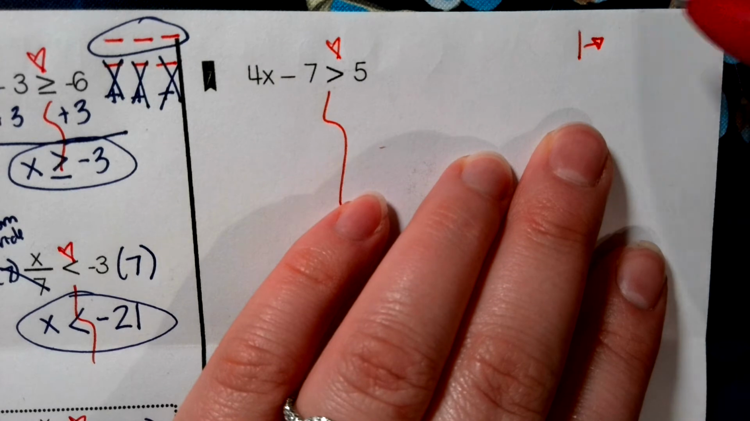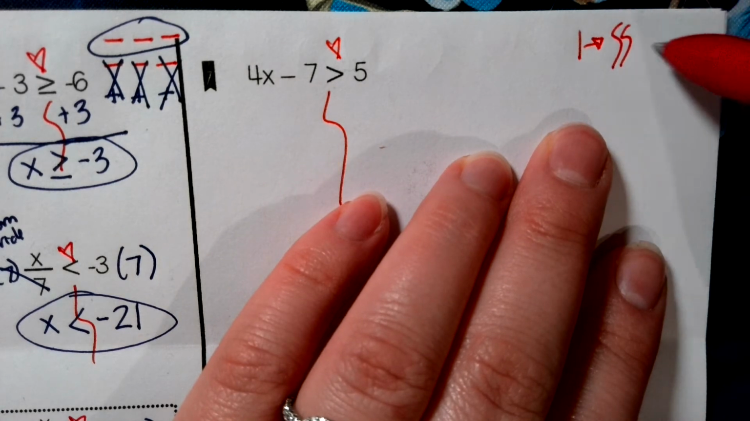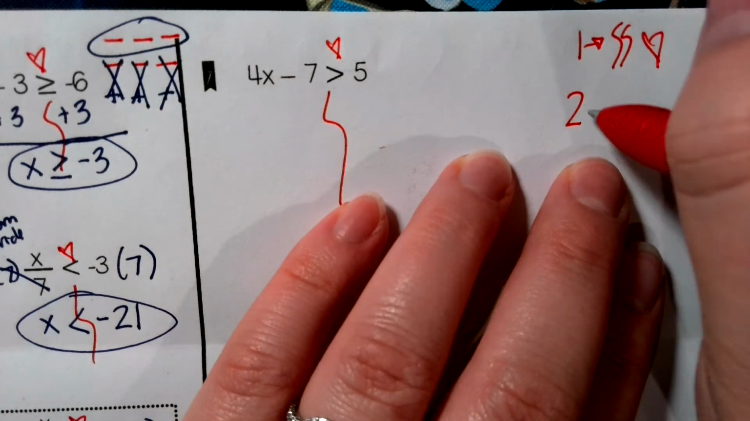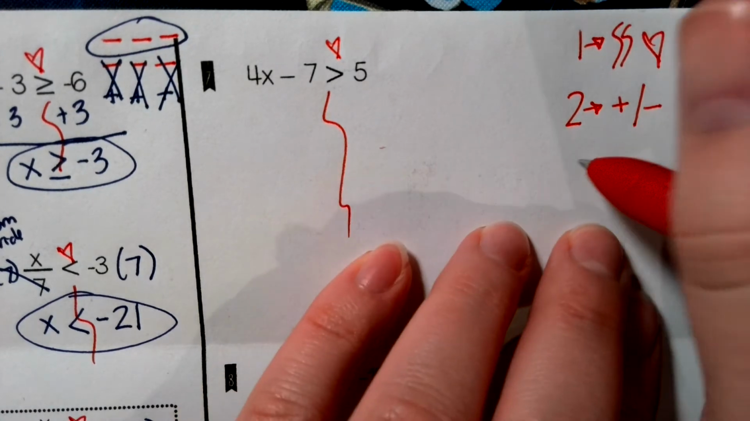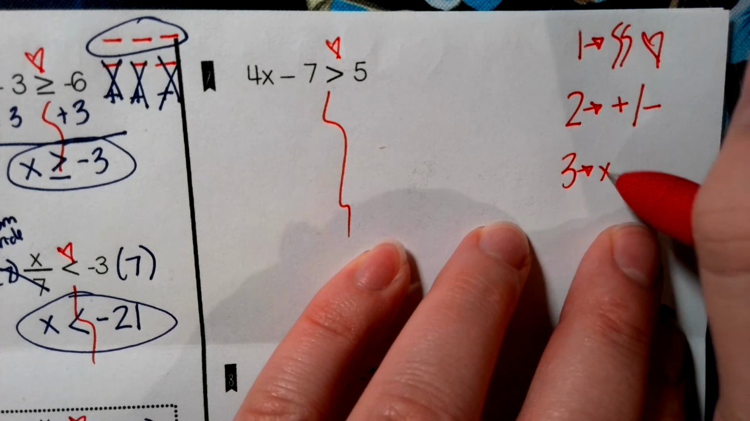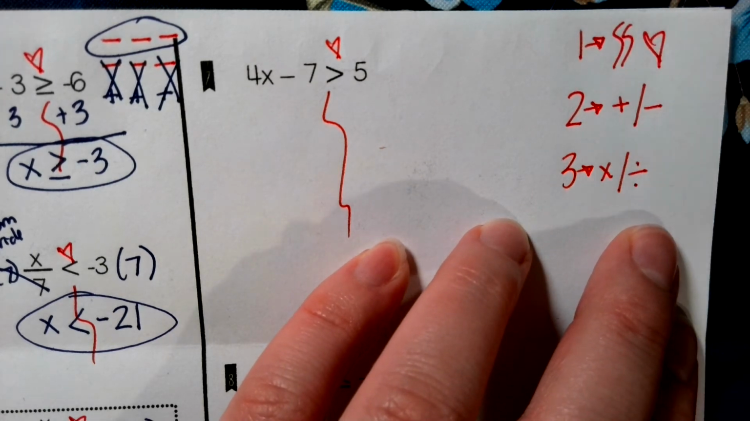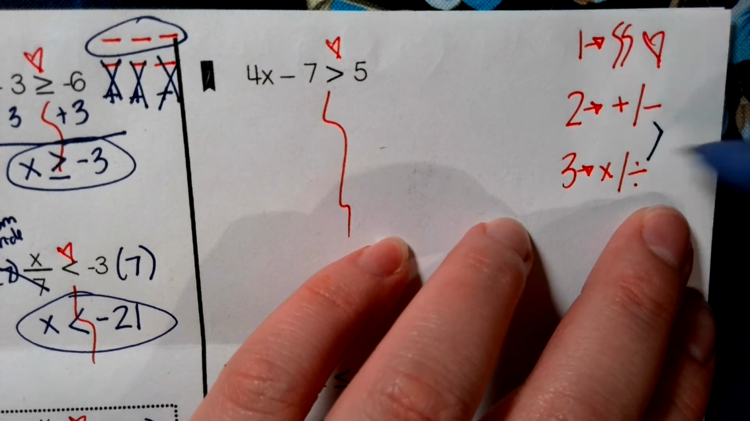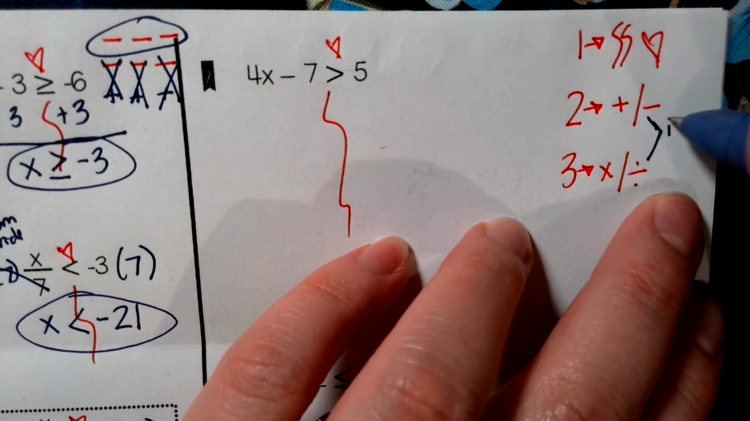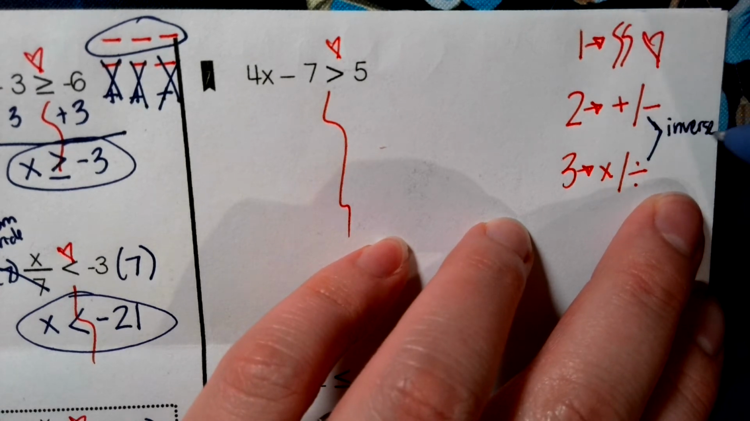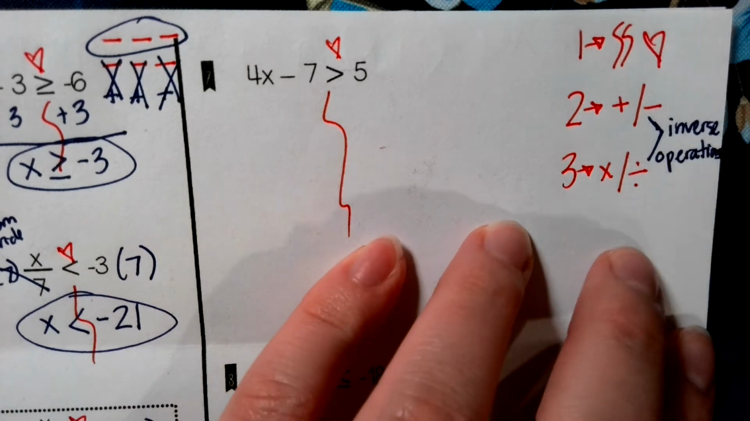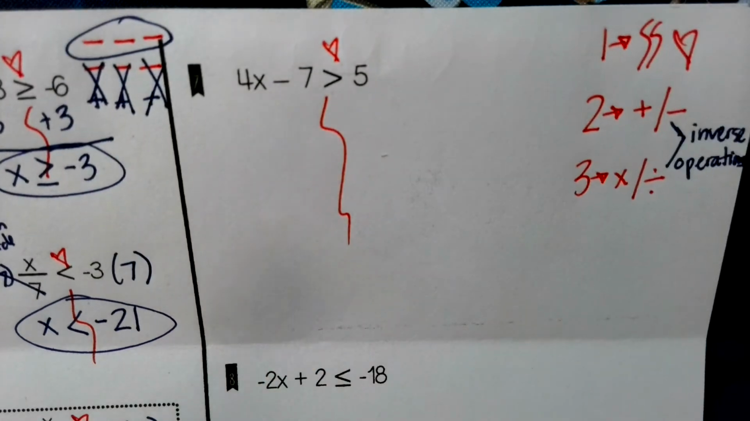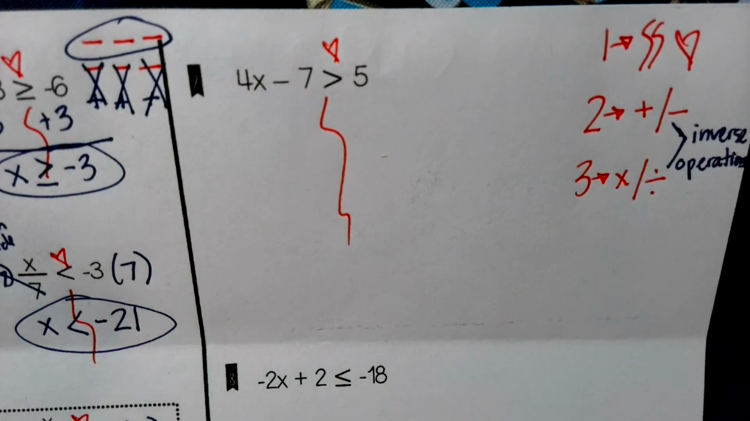I'll write the steps over here in case we forgot. Step 1, that's the river of love. Step 2, you're going to add or subtract. Step 3, multiply or divide. Remember, when you're doing step 2 or 3, those are inverse operations. Go ahead and pause the video to write those notes down real quick if you need to. Otherwise, I'm going to keep going.